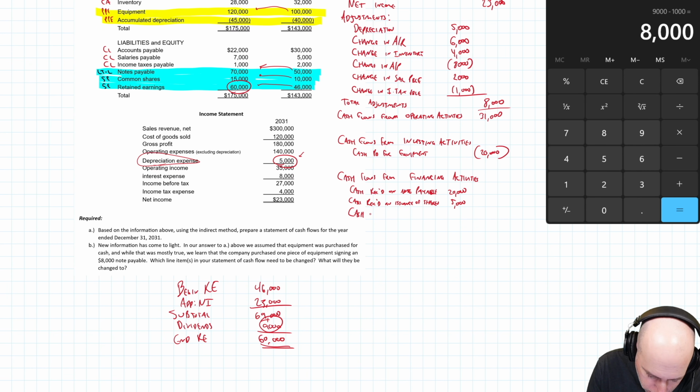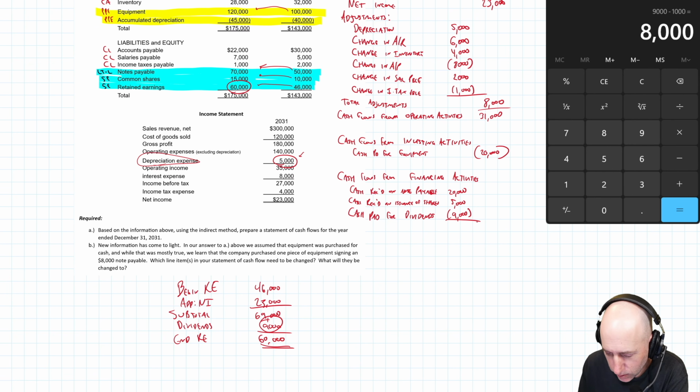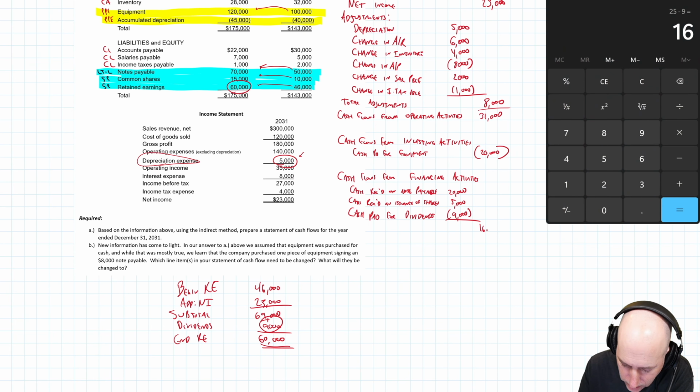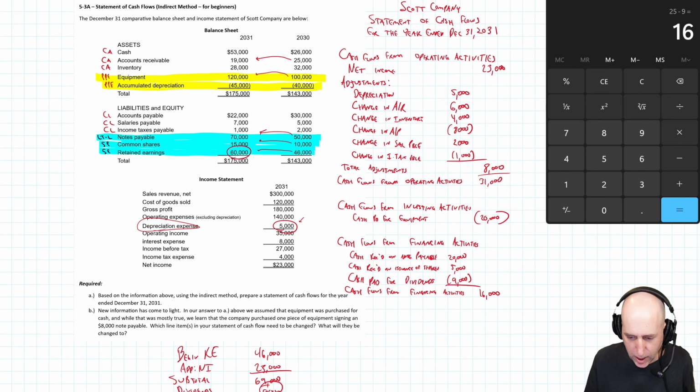Cash paid for dividends, and it's $9,000. So that goes in brackets because it's a negative cash flow. 20 plus 5 minus 9, 16,000 positive is our cash flows from financing activities. Okay, so this is our cash flow statement.